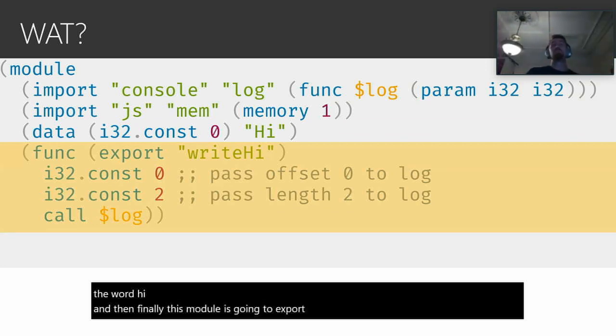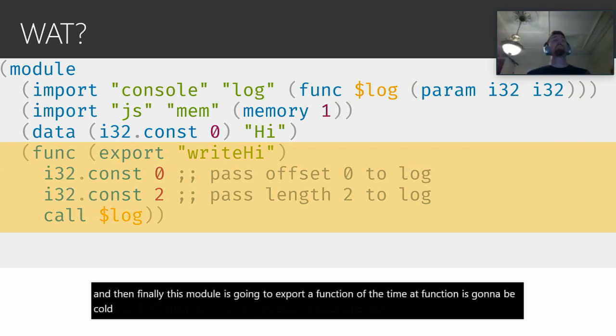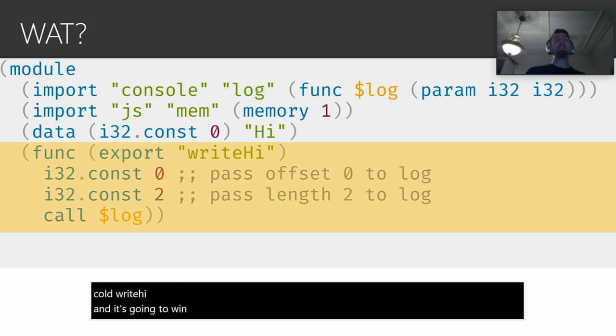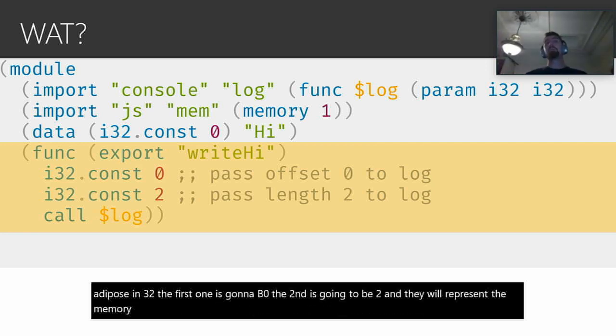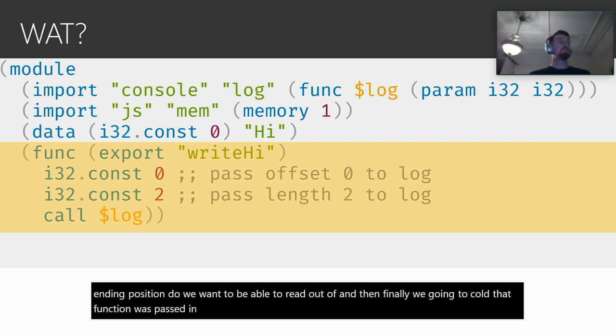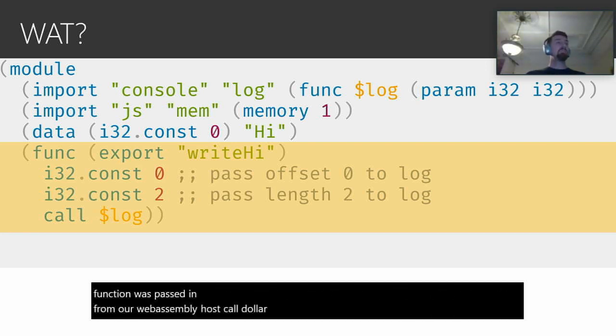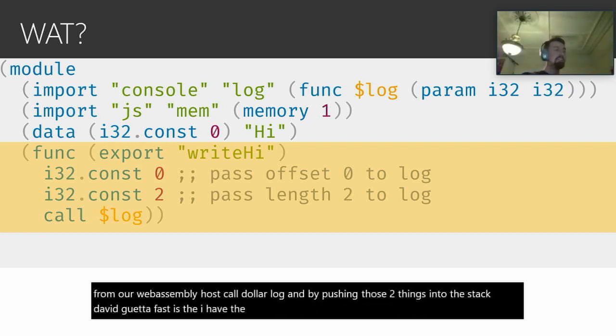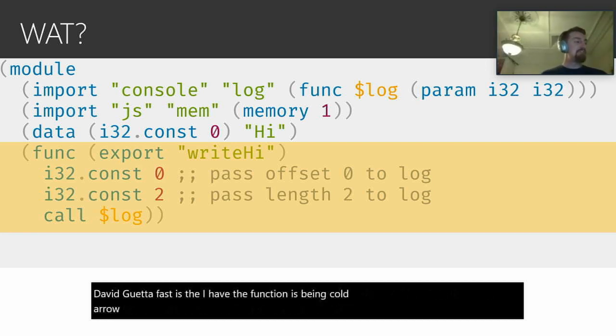That function is going to be called write hi, and when that function is executed by the WebAssembly host, it will push two values onto the stack. They're both i32s. The first one is going to be 0, the second one is going to be 2, and they represent the memory starting position and the memory ending position that we want to read out of. And then finally, we're going to call that function that was passed in from our WebAssembly host, called $log. By pushing those two things onto the stack, they are then passed as the arguments to the function being called. Everyone still with me? Hopefully everyone's still with me.